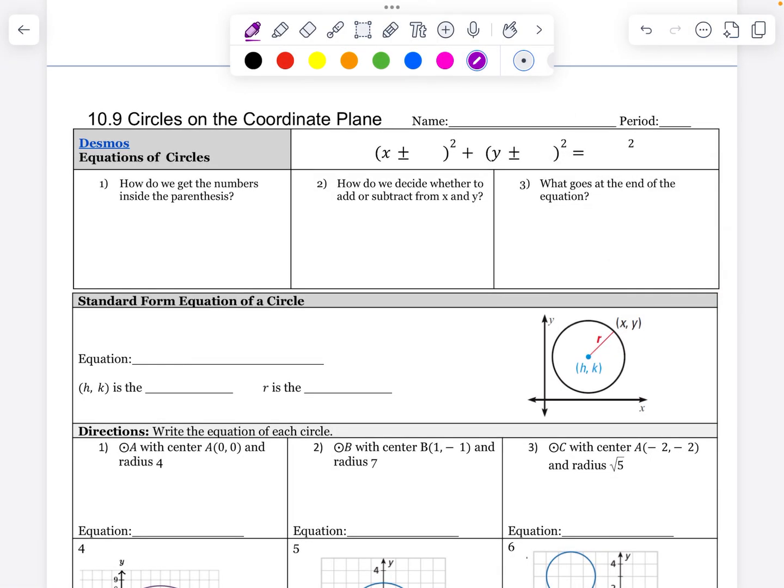Hello friends, and welcome to 10.9 Circles on a Coordinate Plane. So we're starting with everybody's favorite, some Desmos, to answer these questions.